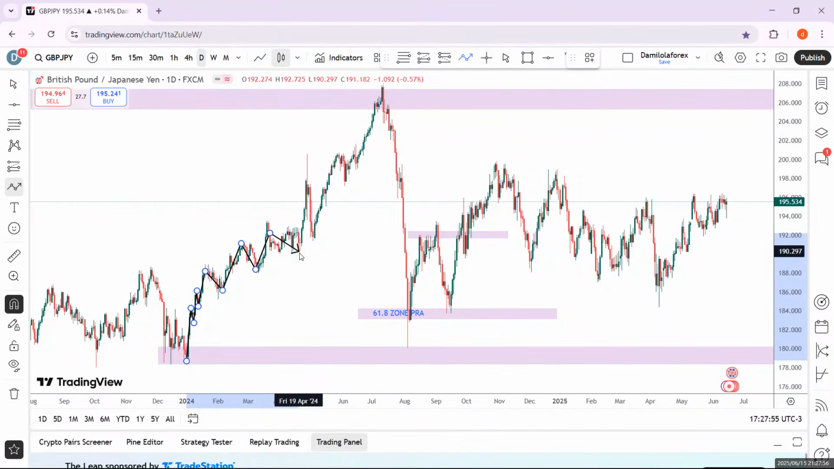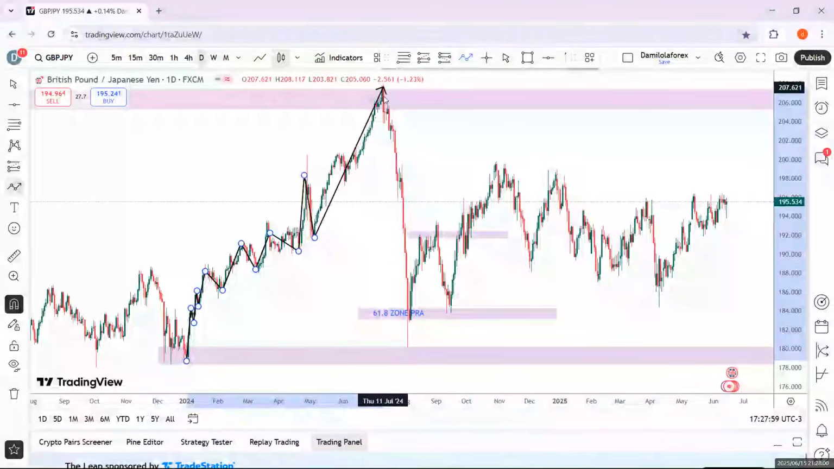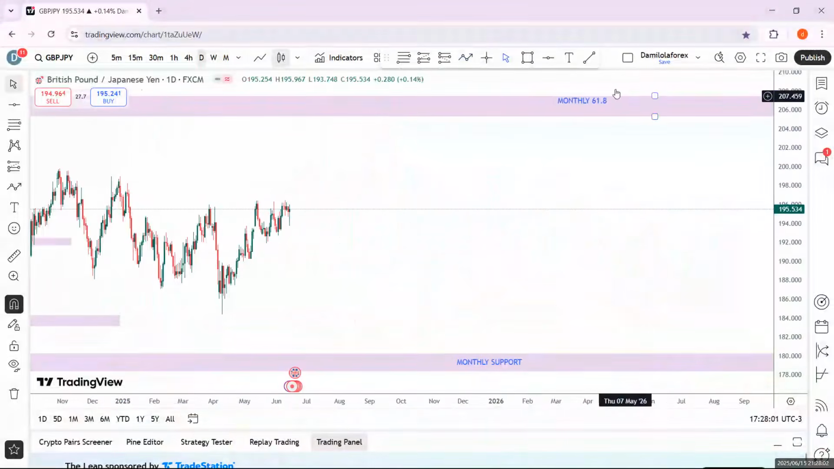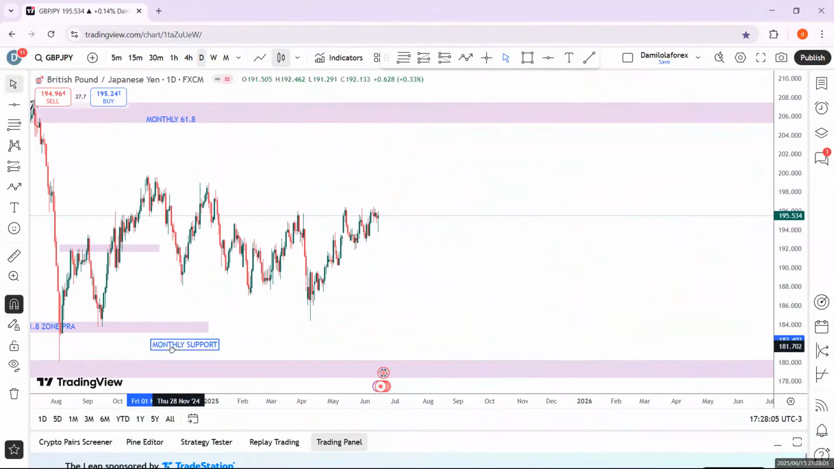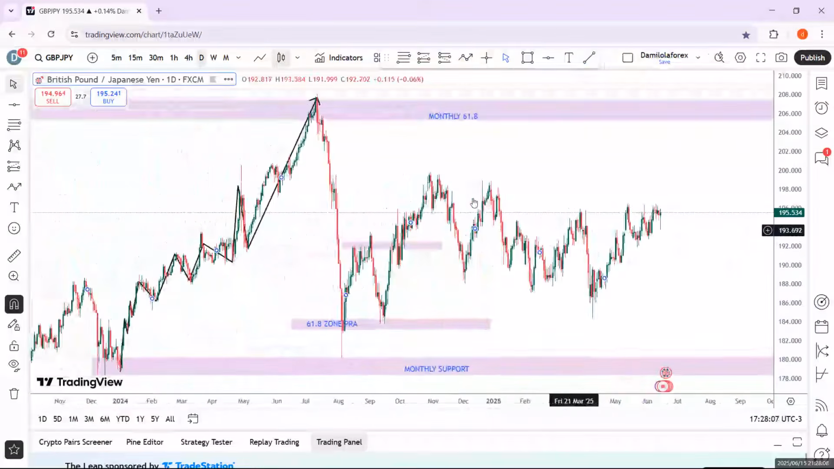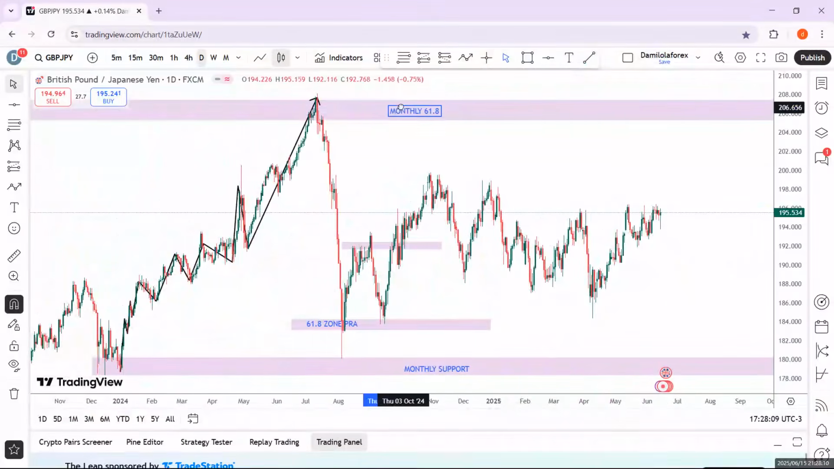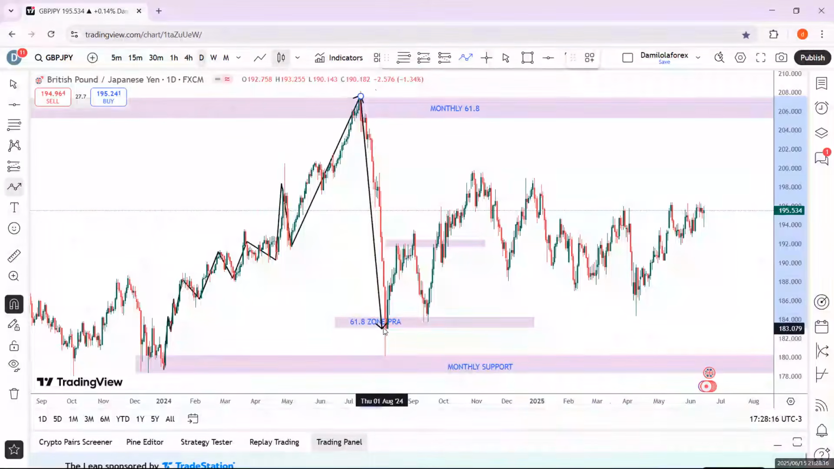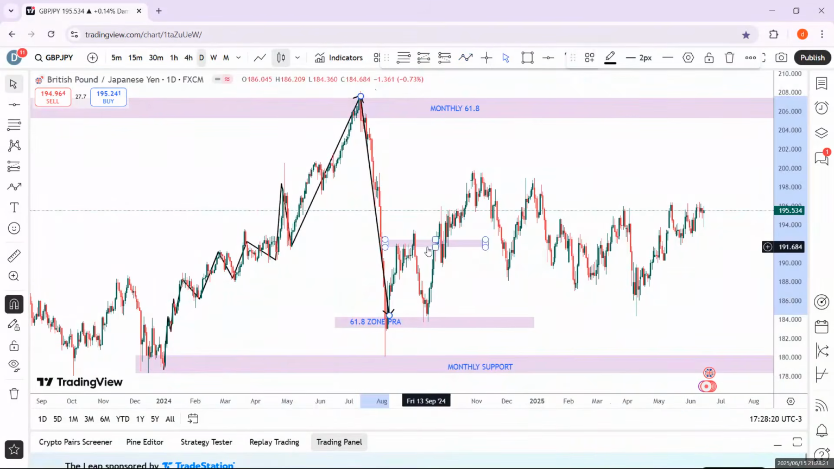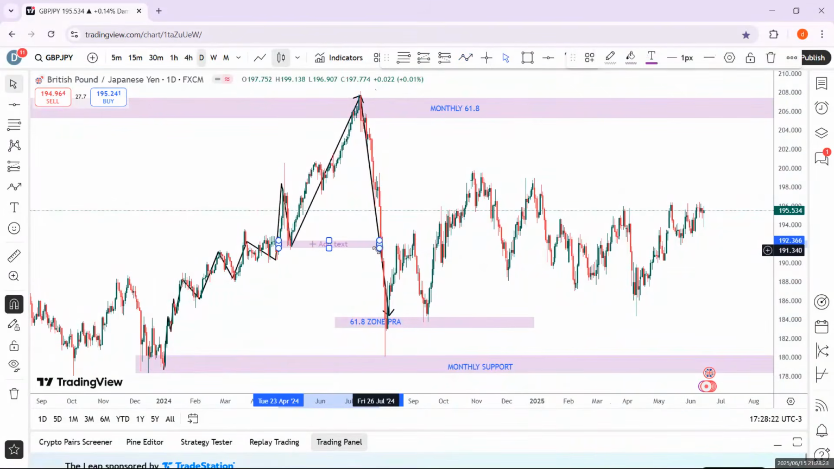Price made an exhaustion here, push to this level, price made an exhaustion, then prices push to this level that we tagged as the monthly 61.8. Remember, we also tagged this level as the monthly support. So prices made that clear bullish push to the monthly 61.8 level. Now, this monthly 61.8 level, like we said, now triggered a break of structure. A break of structure upon the last higher low was broken. What was the higher low? It was this higher low that got broken.